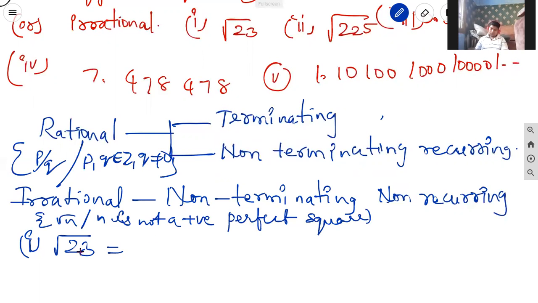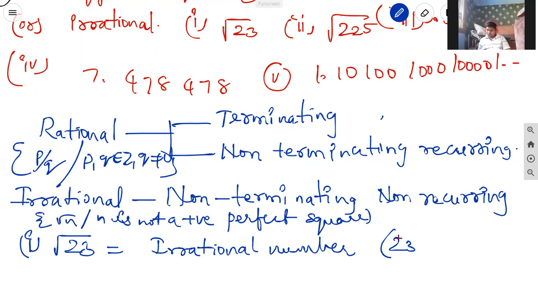Okay, 23 is a prime number which is not a perfect square, so it is an irrational number. The expression under the root, what is the number? The number is a prime number, then it should be non-rational, that is, an irrational number. Why? 23 is a prime number. So, if the under root has a prime number, clearly it is an irrational number.